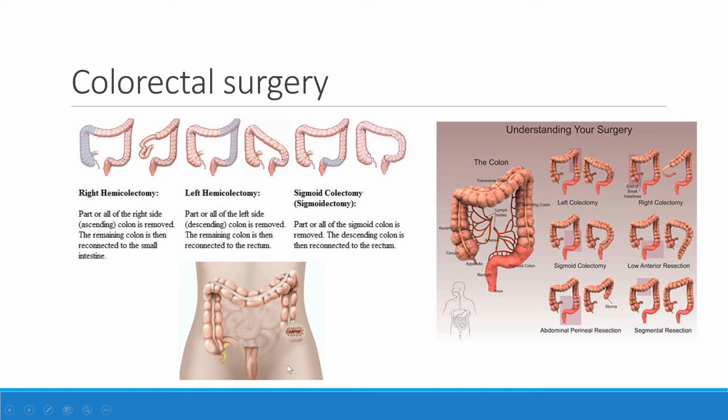And Hartmann's procedure is a resection of the rectosigmoid colon, so the rectum and the sigmoid colon, and closure of the anorectal stump, as you can see here, with the formation of an end colostomy. But you can have a reversal of the Hartmann, so you basically bring down that stoma and anastomose it back to the rectum.